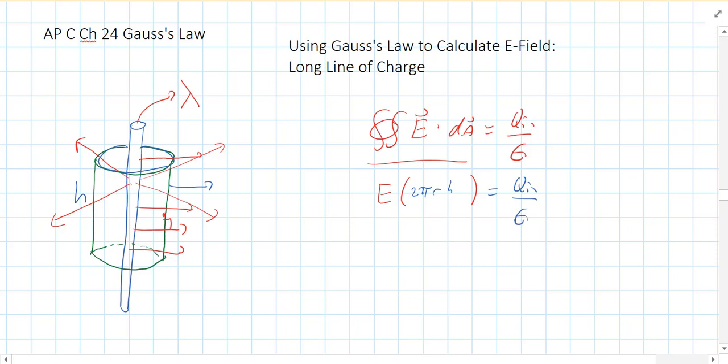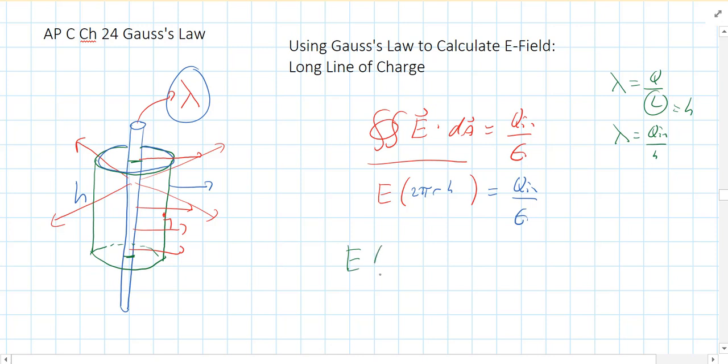How much charge, in terms of lambda, did we capture inside of our garbage can? We know that lambda equals Q over L. What's the length of the wire that's inside the garbage can? L is simply h, the height of our garbage can. That's how much of this wire is inside of that garbage can. So lambda is equal to Q enclosed over h, or Q enclosed is going to equal lambda times h.